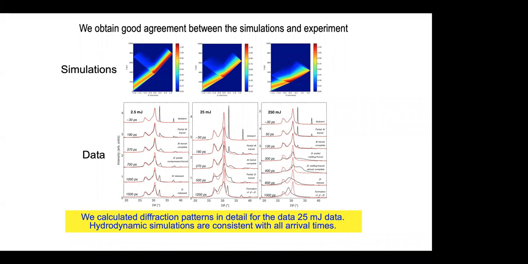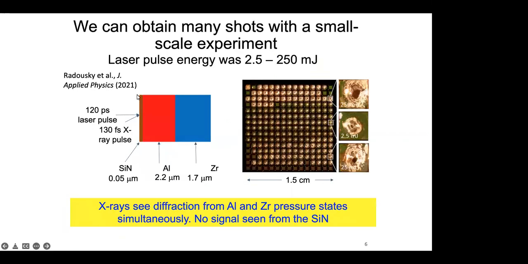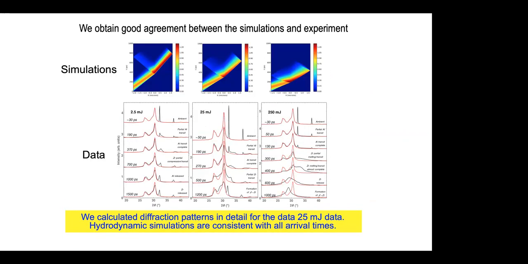And in these X-ray experiments, the X-rays, I should have mentioned this earlier, go through the entire sample. And so we see diffraction from everything at once. The zirconium, the aluminum, it's all added up at the same time, and we have to try to deconvolve that. So I'm not going to talk too much about the details.